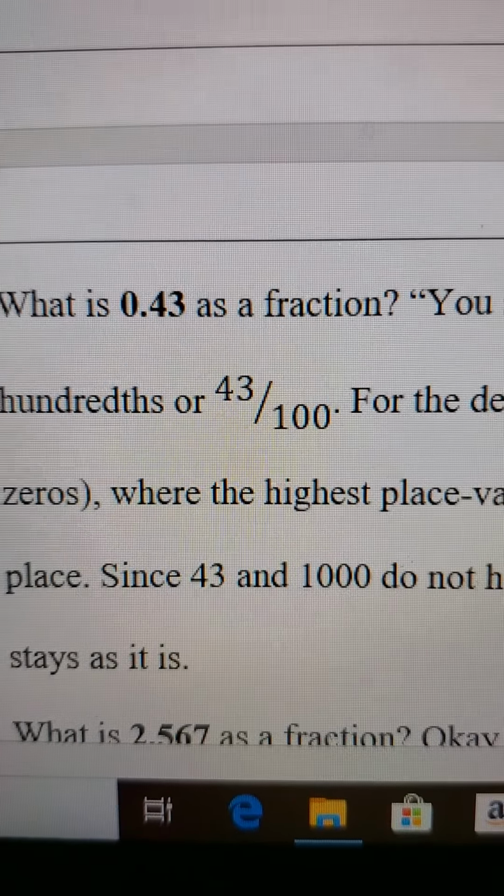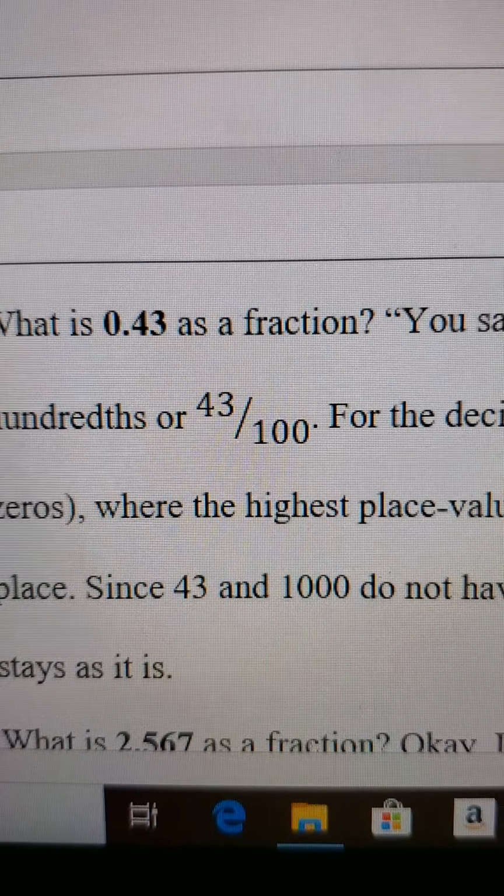So since 43 and 100, ooh, another typo. Nobody brought that to my attention. I can see who's reading and who's not. All right. So since 43 and 100 do not have any common factors, I'm going to fix that too, any common factors to reduce or cancel out, it stays as is. So 43 over 100, that's the simplest form it can be.